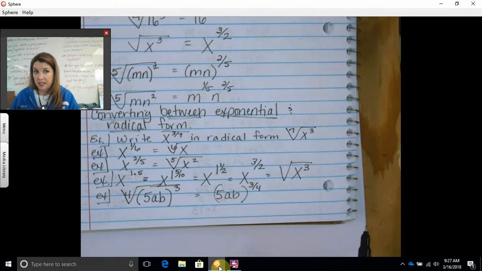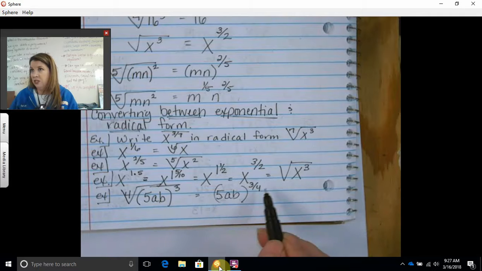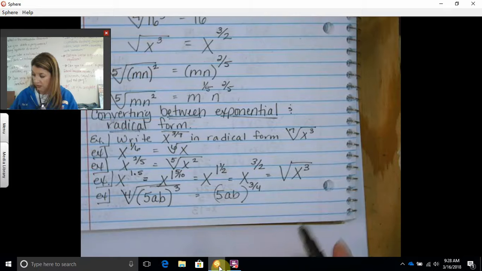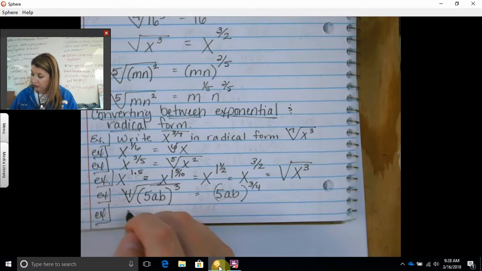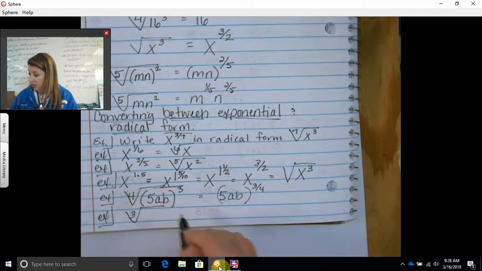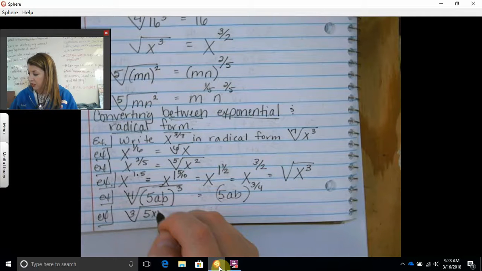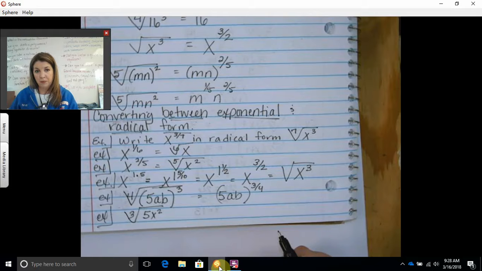If we didn't have parentheses, only b would be raised to the 3/4 power, and 5 would be raised to the 1st, and a would be raised to the 1st. So parentheses make a difference. All right, how about this? The cubed root of 5x squared, no parentheses.